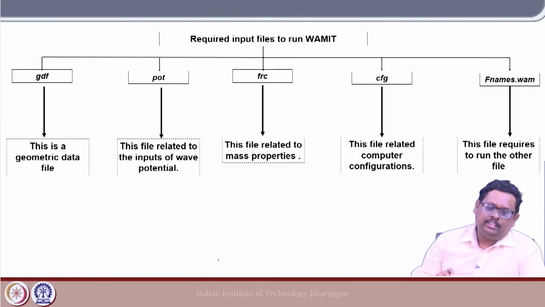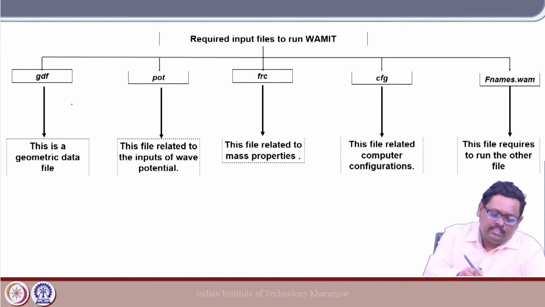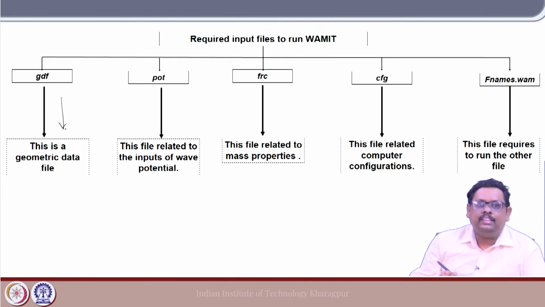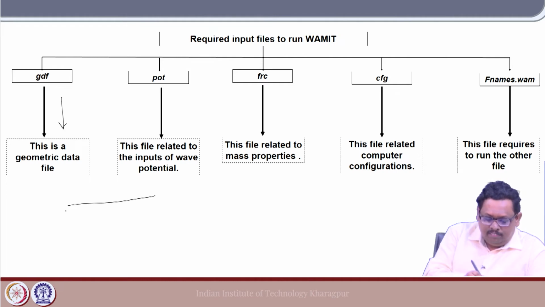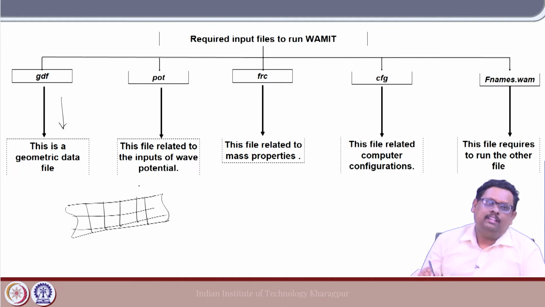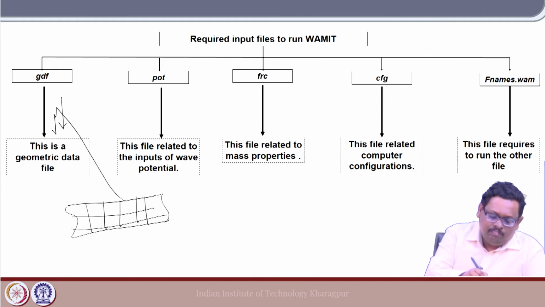Now, first, to run any software you need two things: how to input, and then how to understand the output. If you see WAMIT, there are some 5 files you have to deal with. Now, the first one is the geometry file. This is something like paneling. Okay. So, it is nothing but you have a geometry, and this file only takes the meshing. So, this file is for the meshing purpose.